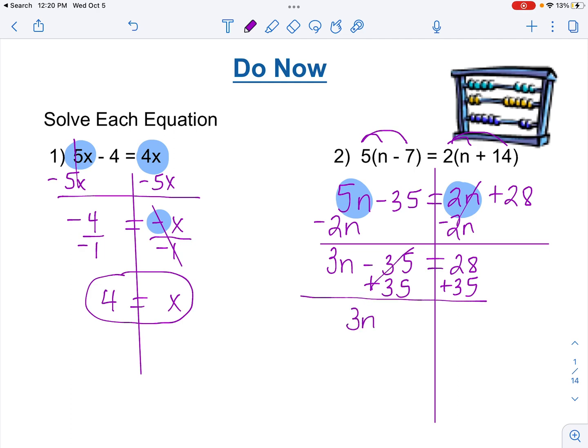Bring down my 3n and set it equal to that sum. And then lastly, divide 3 on both sides. So n ends up being positive 21.